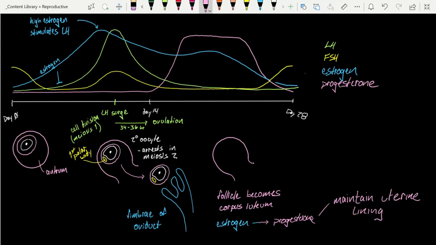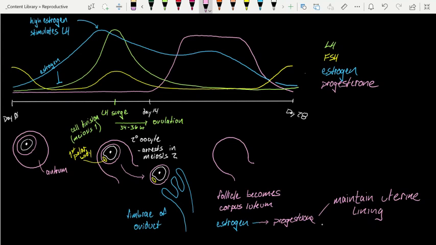RU486, the abortion pill, was a drug initially designed to treat Cushing's disease because it blocks receptors associated with cortisol. But similarly, it blocks progesterone receptors. And if I lose the progesterone signal, even if implantation has taken place, the uterine lining will slough.